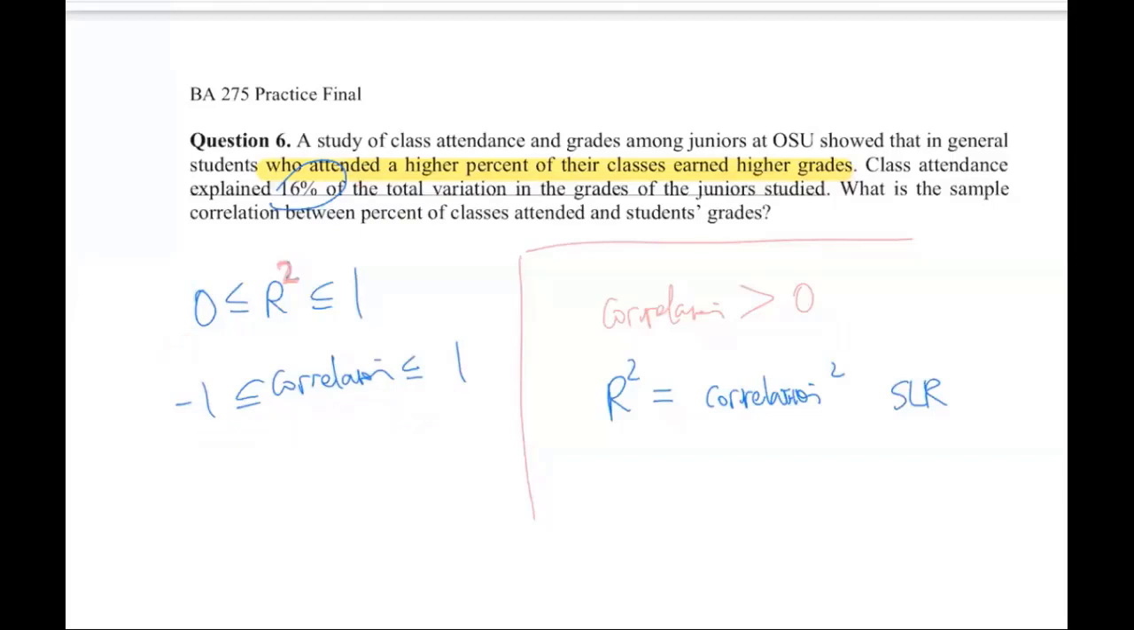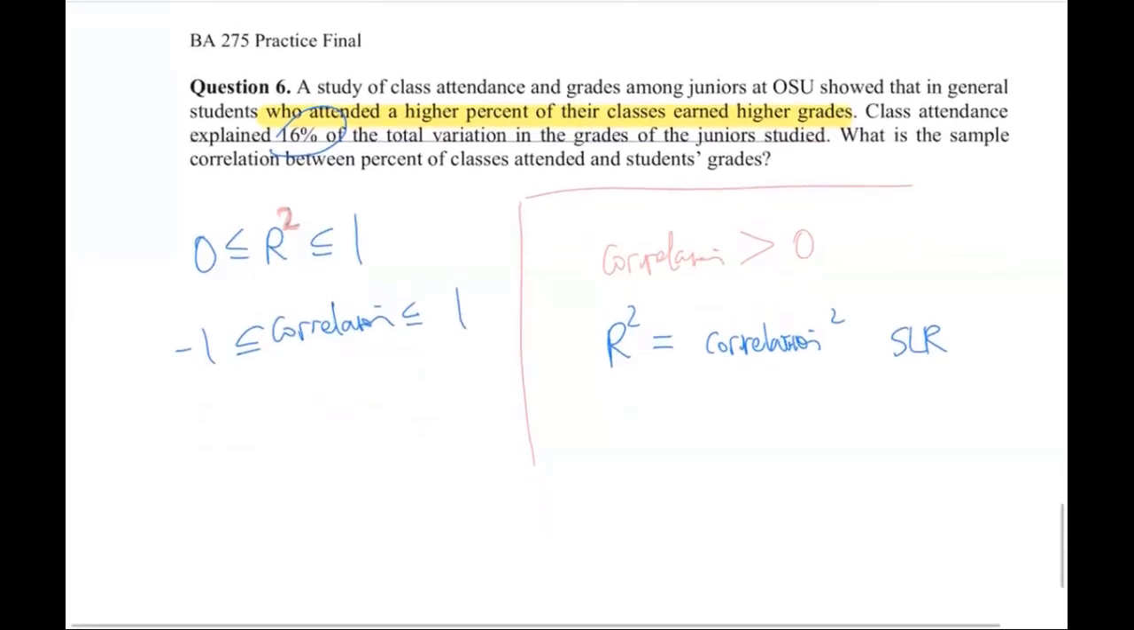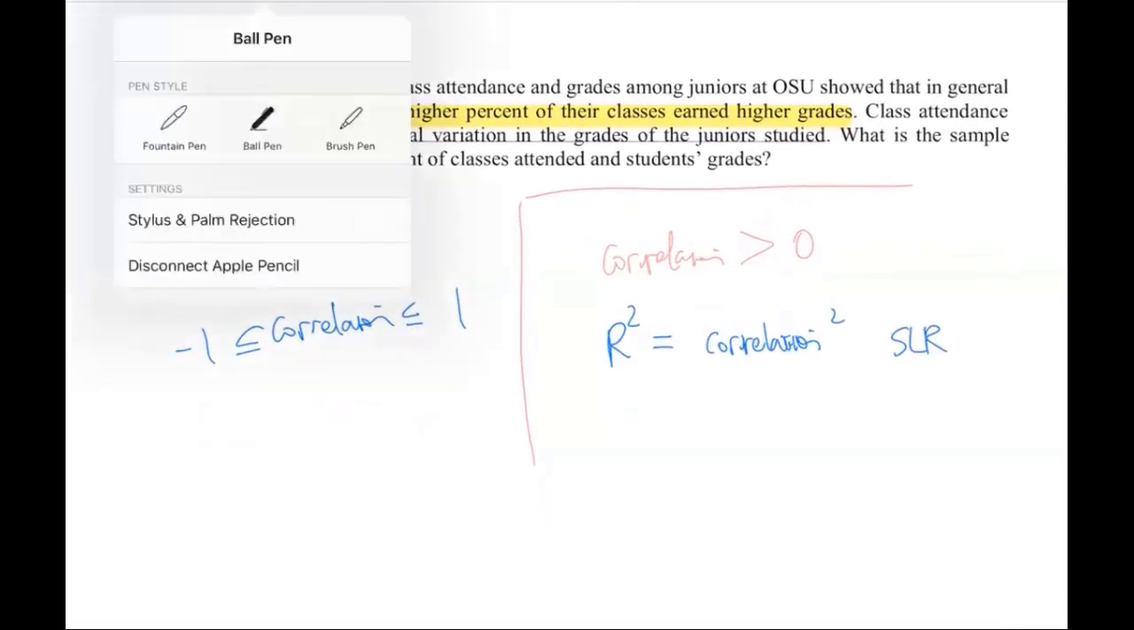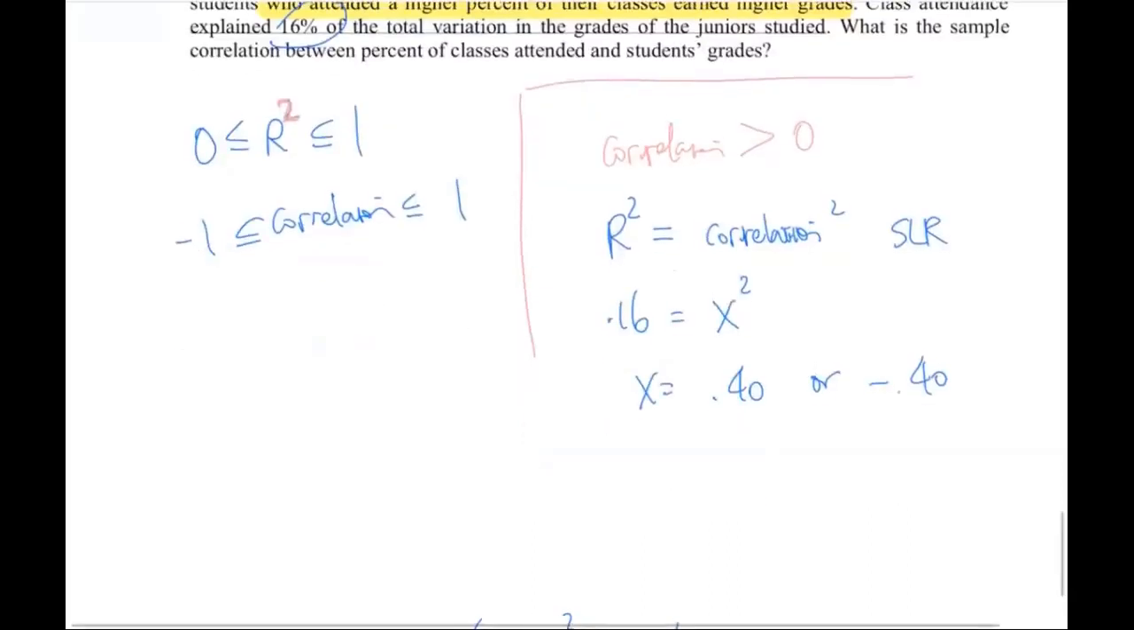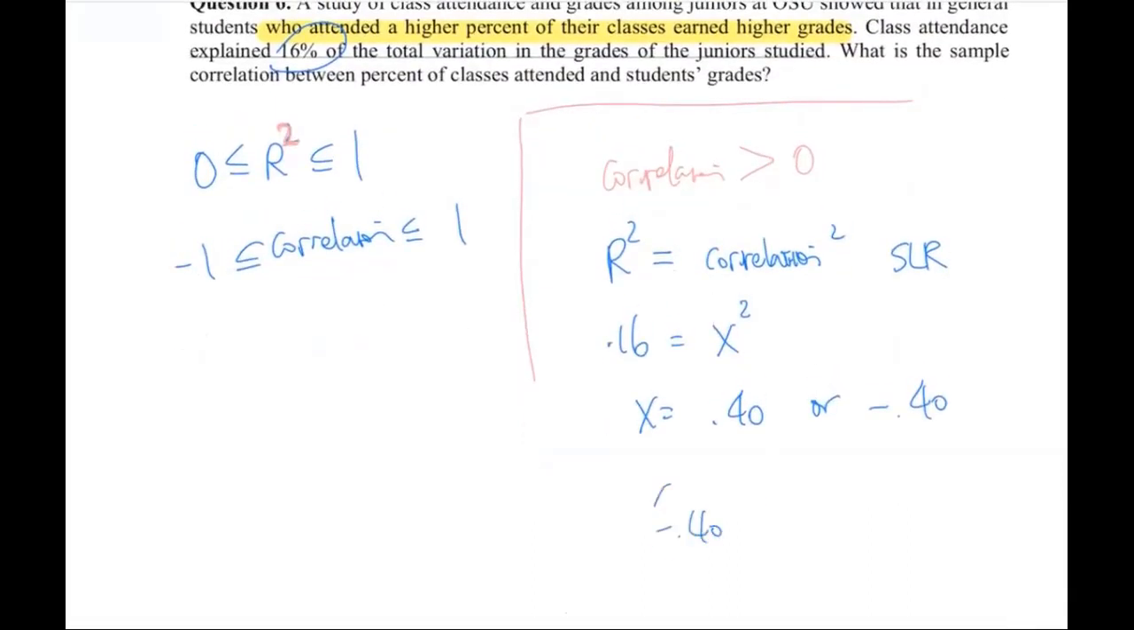We know it is a positive correlation for this particular question. We also know the R square is 16%. So now we're going to solve for the correlation. I'm going to call it X. So we know X squared is 0.16. So what is the value of X? The X here could be positive 0.40. It could also be negative 0.40. You can use your calculator to verify that if you square negative 0.40, you also get 0.16.